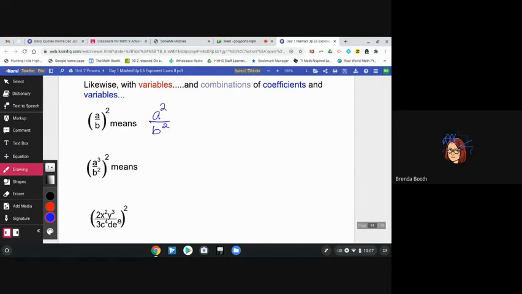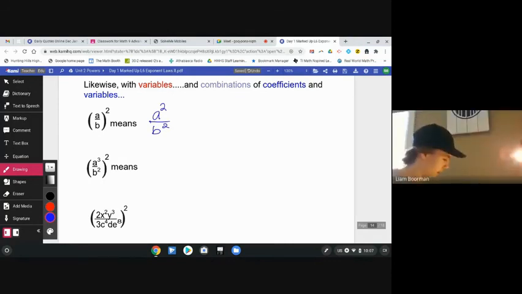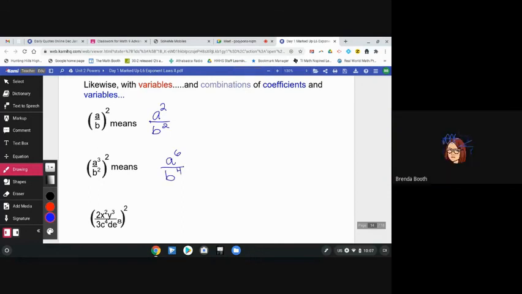Liam Borman, what about the next one? What do you have for simplest form there? A to the power of 6 over B to the power of 4. Good. Yeah. Nice work. Any questions there, guys?